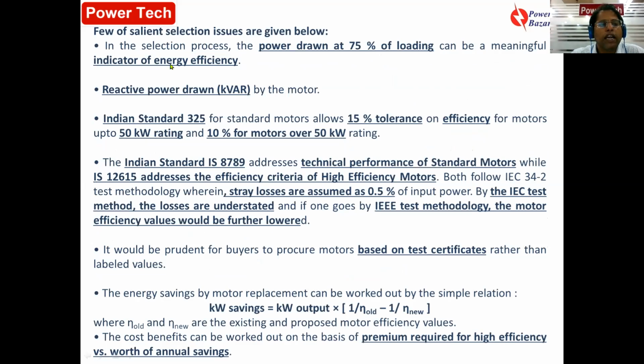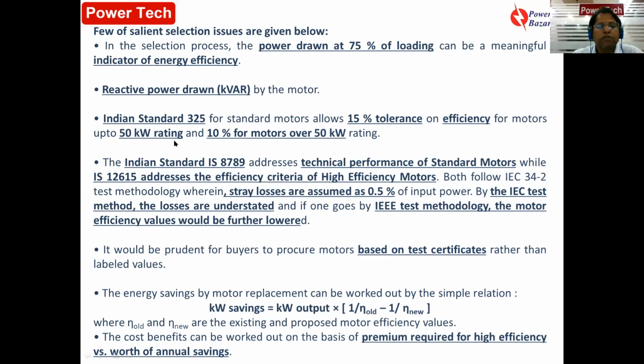Now there are other points during selection of a motor: what to see, what is the power factor at 75% of loading, and whether this is a meaningful indicator of energy efficiency, because a motor normally runs at 75% of the loading. Then what is the reactive power or kVA drawn by the motor? Now Indian Standard 325 tells that the efficiency should have a tolerance of 15% for up to 50 kilowatt rating. But for above 50 kilowatt rating, the efficiency tolerance should be 10%. But in recent times, industries also look for efficiency without any tolerances.